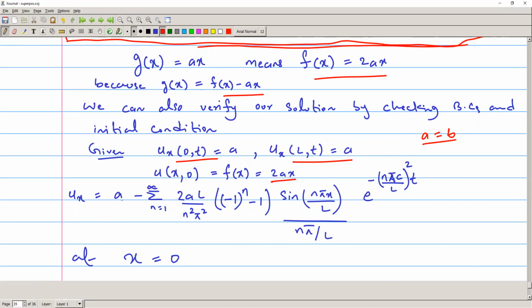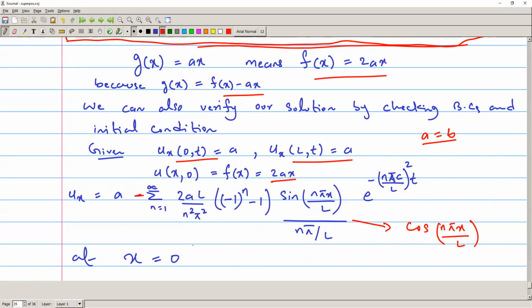And because these are derivative boundary conditions, we will first find the derivative of the function. So ux is equal to a minus sigma n equals 1 to infinity 2al over n square pi square times minus 1 to the power n minus 1 sine n pi x over l over n pi over l, because this is the derivative of cos n pi x over l. And we put the negative sign outside, and then e to the power, same thing.